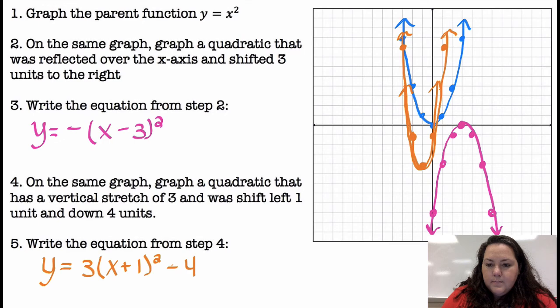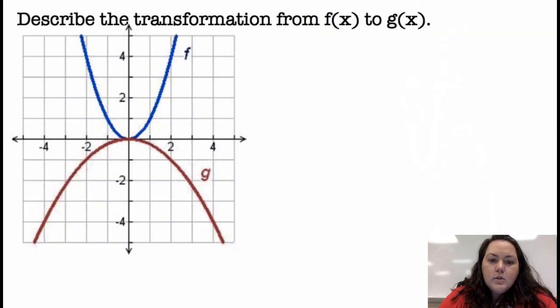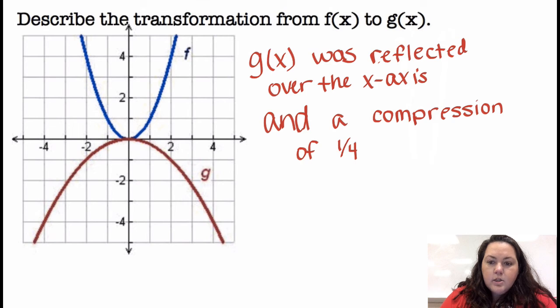All right, describe the transformation of f of x to g of x. So I went from f of x to g of x. Now, what happened? I can tell that it was reflected over the x-axis. So g of x was reflected over the x-axis, and then there was a compression. It was made fatter, so I shrunk it vertically, made it fatter, a compression of 1/4.